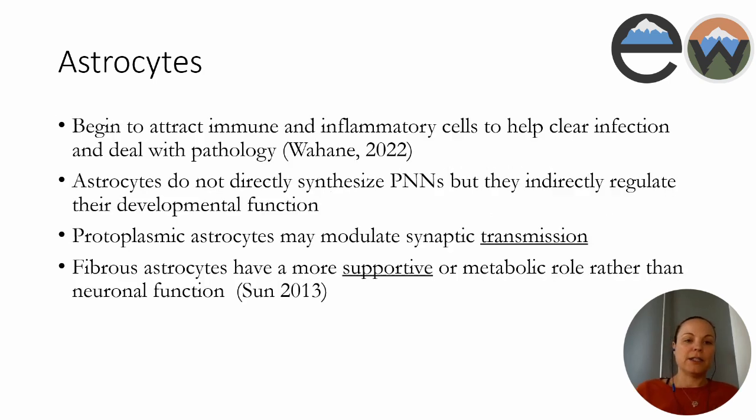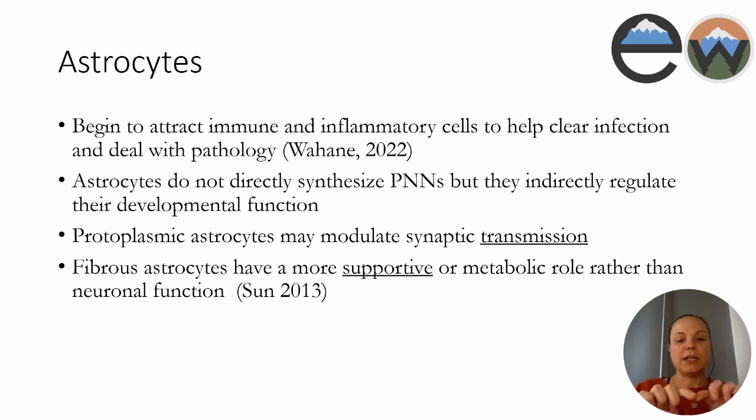All right, so astrocytes begin to attract immune and inflammatory cells to help clear infection and deal with pathology. So they talk to those mediators and different things out there, kind of again like the mast cells, to pull in things to help what it needs help with. They don't directly synthesize that perineural network, but they can help regulate the developmental function of it. So the state of the astrocyte can affect the state of the perineural network and the excitability of the neurological system. Again, more on that when we talk about pathologies.